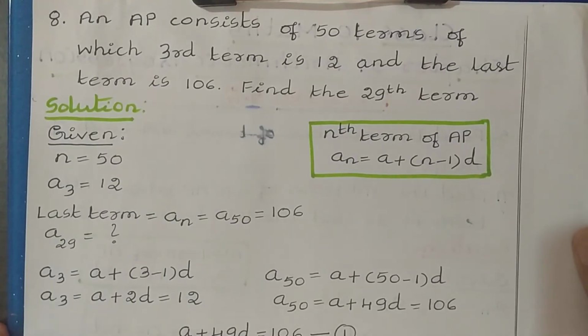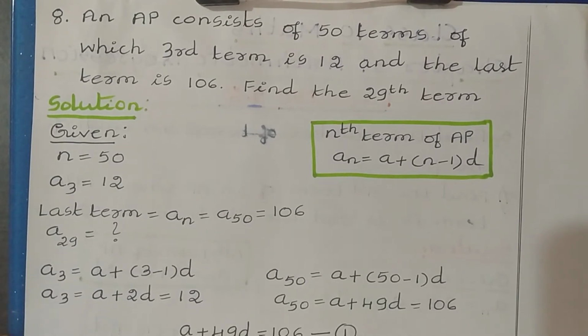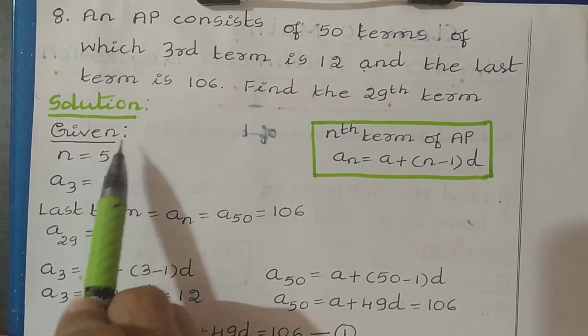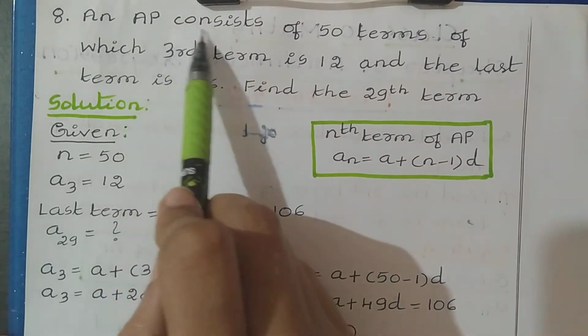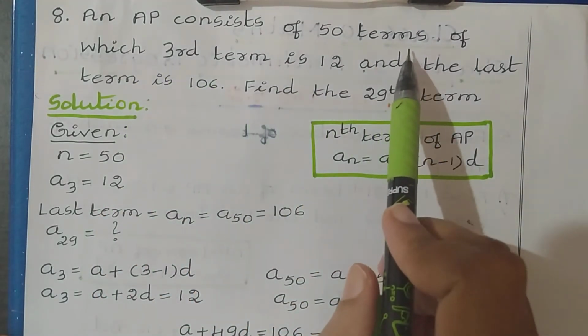Question number 8. An arithmetic progression consists of 50 terms, of which the third term is 12 and the last term is 106. Find the 29th term. First let us write the given data values. See, they have given the arithmetic progression consists of 50 terms. So totally there are 50 terms.